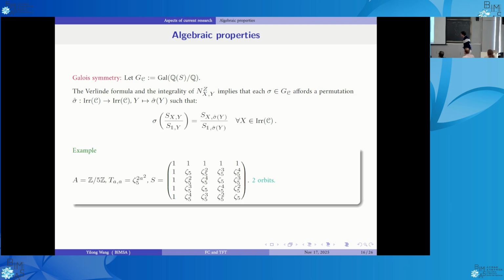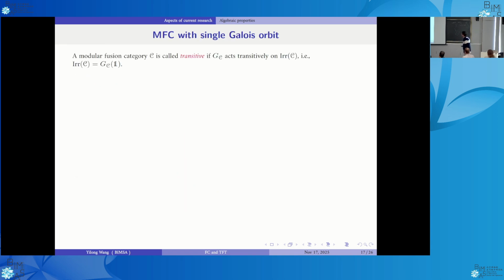So we have a Galois permutation on simple objects, and actually this can be promoted into a representation of the Galois group of cyclotomic numbers. But well, that group is very simple, but still it's something interesting. But I will skip, omit for now. So one of the problems that I have investigated is modular fusion categories with a single Galois orbit.